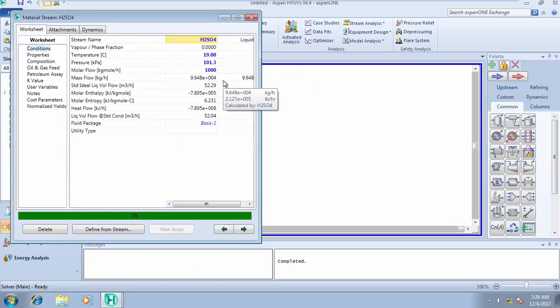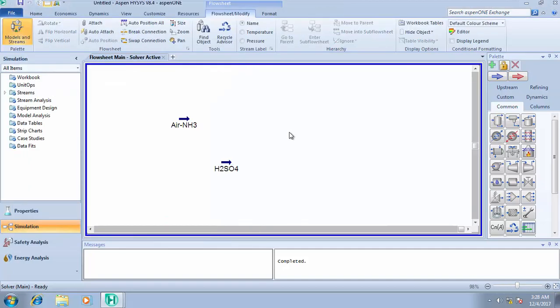Okay, so the temperature I chose is 19, and the mono one, so that will give me a vapor phase fraction of 0.00, telling me that the H2SO4 that I'm using is existing as a liquid, and that's exactly what I want. So you can choose what you want to use.